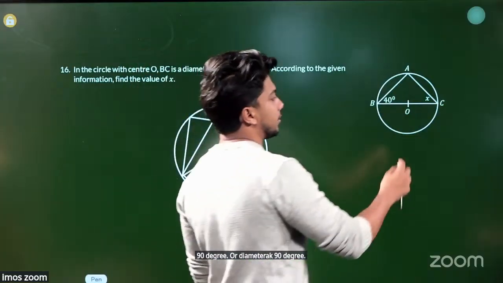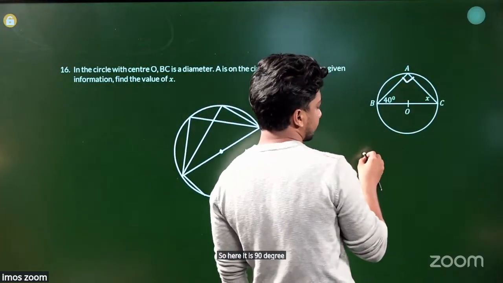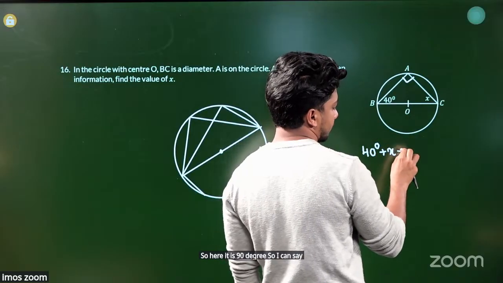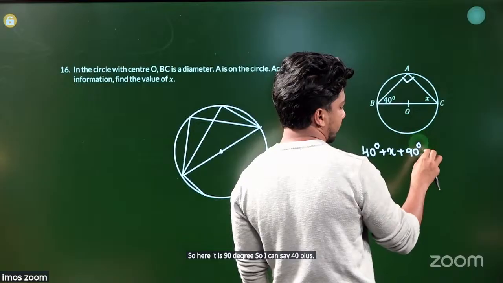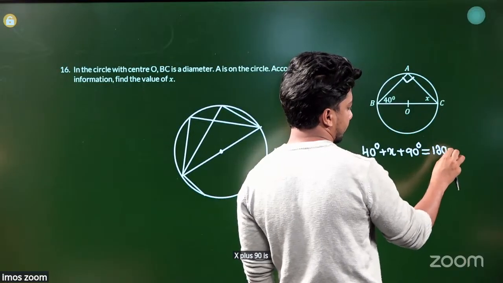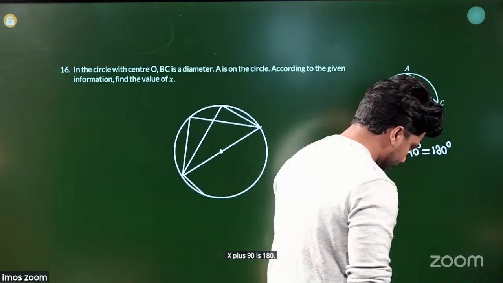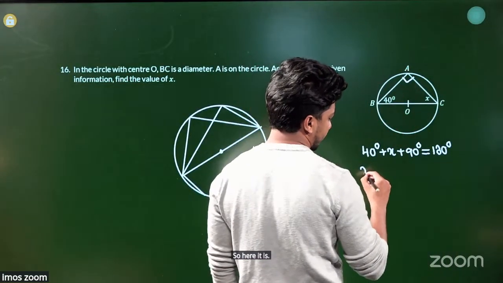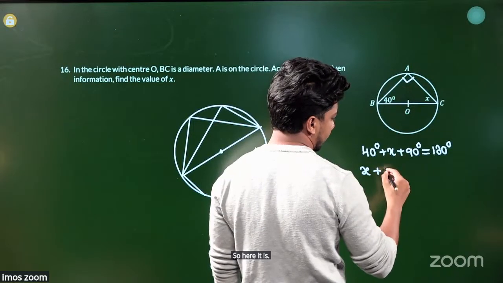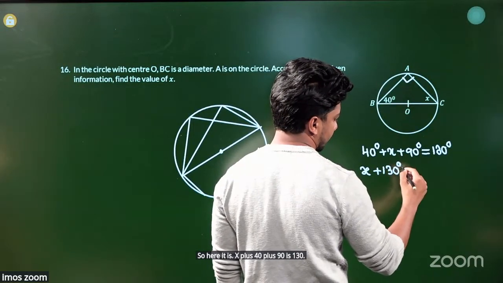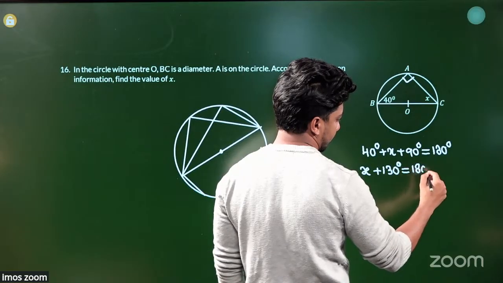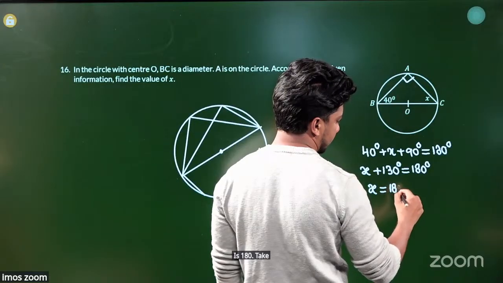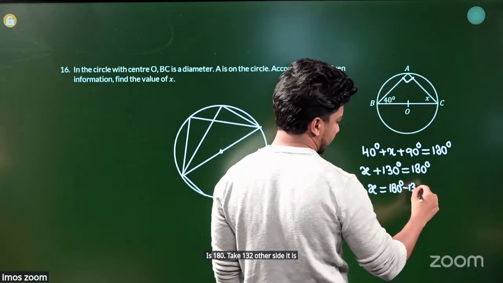So here it is 90 degrees. So I can say 40 plus x plus 90 is 180. So here it is x plus 40 plus 90, that is x plus 130, is 180. Take 130 to the other side, it is minus 130.